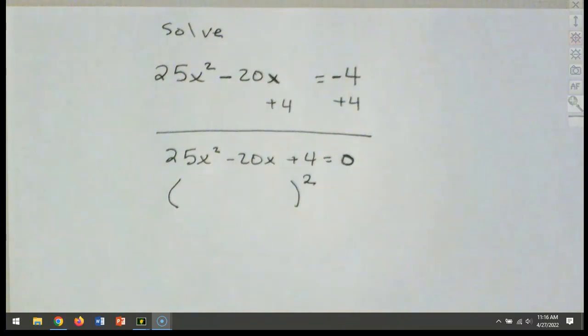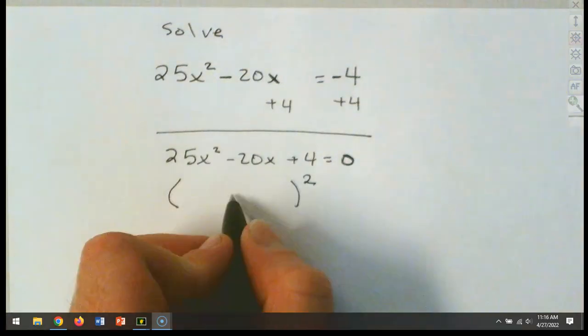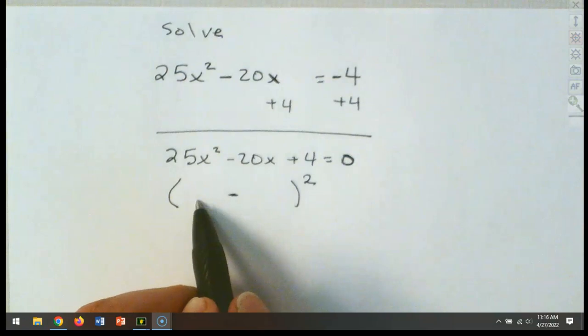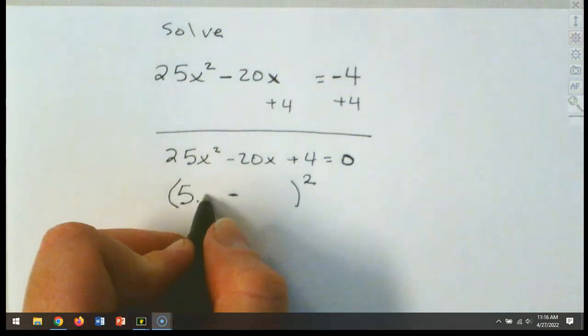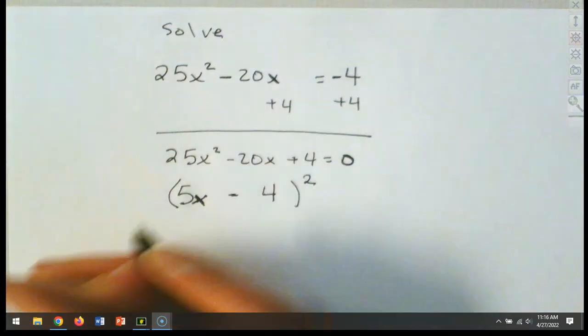Okay, so what do we know about the middle? What's the sign going to be? Negative. Okay, and what goes here? This one's going to be a 5x, isn't it? And what goes here? 4.